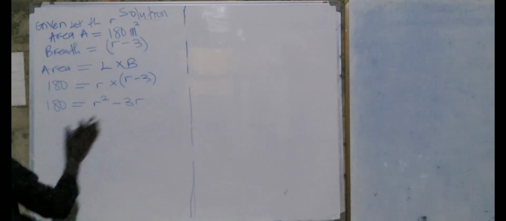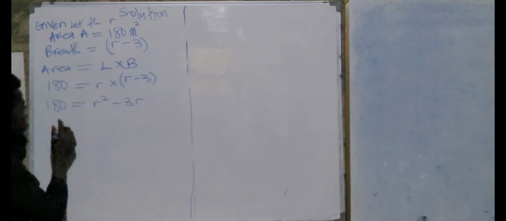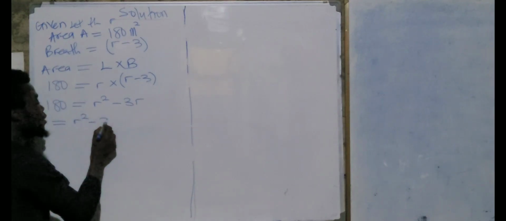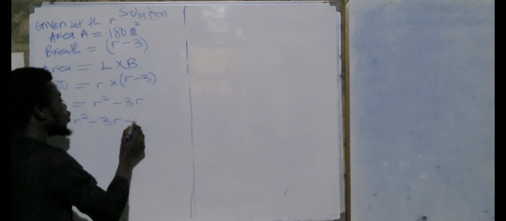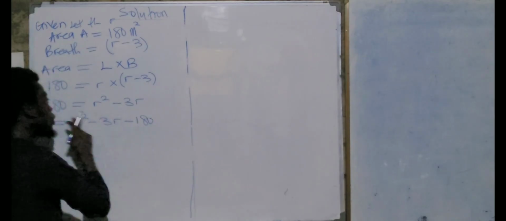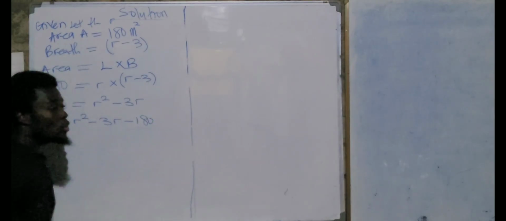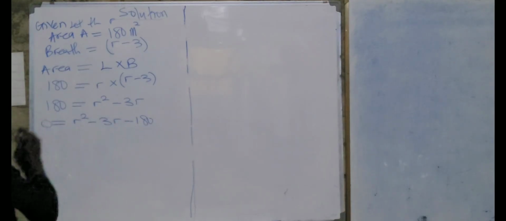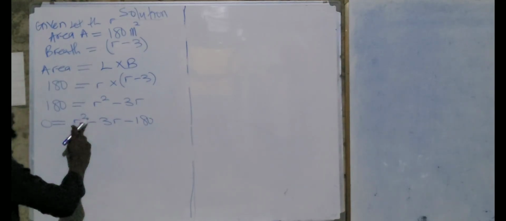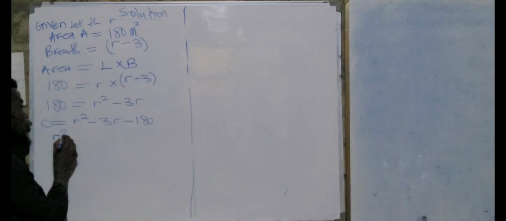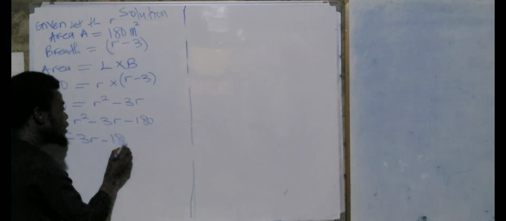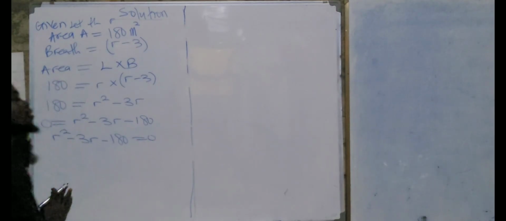Now let's bring the 180 to this side. Now we have R square minus 3R minus 180, because this was positive, right? Jumping the equal sign becomes negative. We have taken it over here now. What does it mean now? 0. Nothing, right? That is 0. Let's rearrange. You now have R square minus 3R minus 180 equals 0.